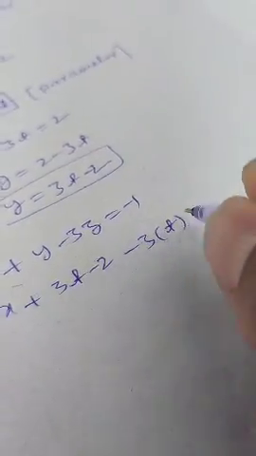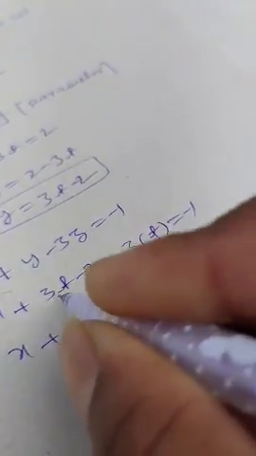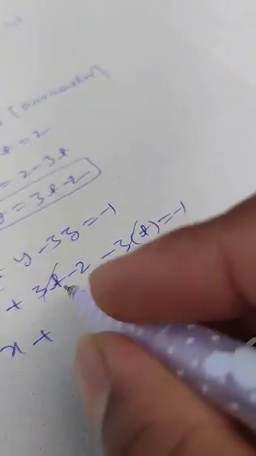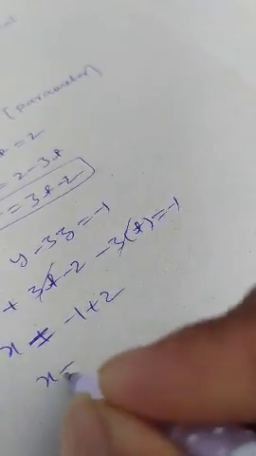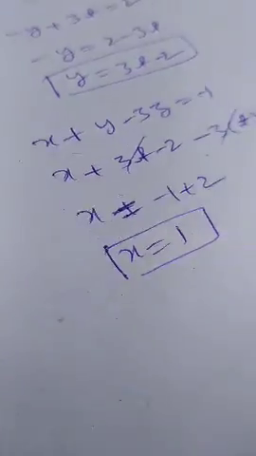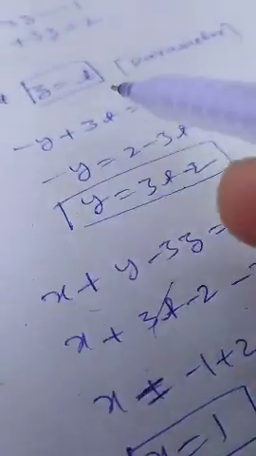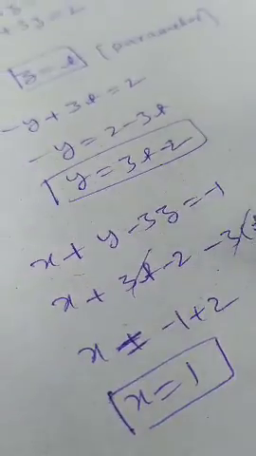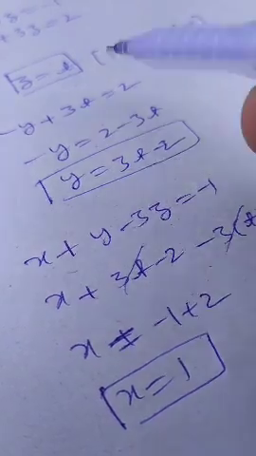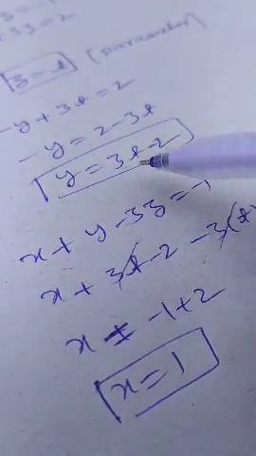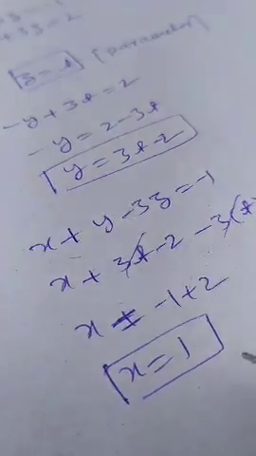So from the first equation, x plus y minus 3z is equal to minus 1. x plus 3t minus 2 minus 3t. The 3t and minus 3t cancel. Okay, x is equal to minus 1 plus 2, x is 1. So here the x value is 1, a fixed value, but y and z depend on t. So here you can take t as any value. Suppose I take t equal to 1, then y will be 1. If t equals 2, then y will be 4, and so on. Like that you will get infinite solutions.